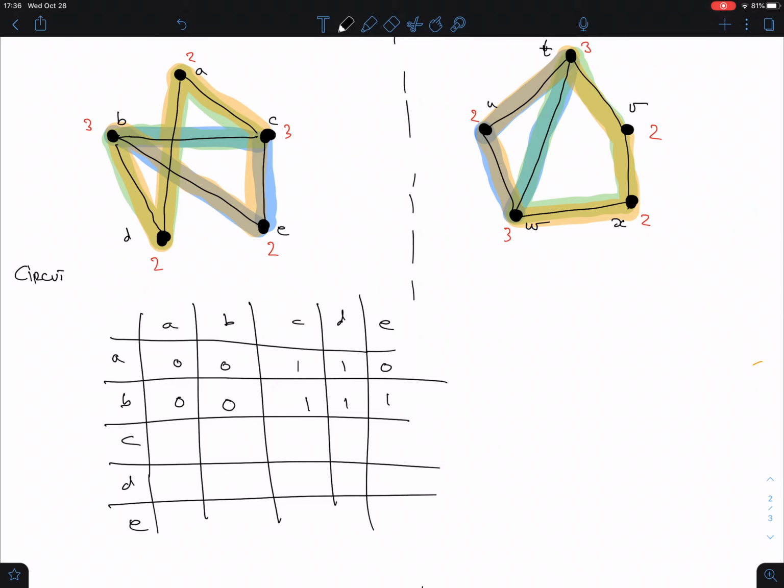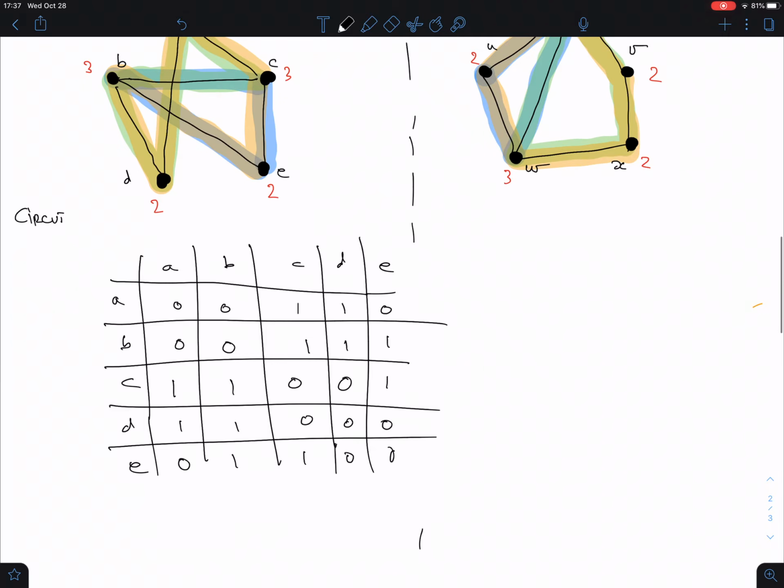For C, I need again 3 connections, one to A, one to B, and one to E. Okay, so these are 0. D has 2 connections, one to A and one to B, so everything else is 0. And finally E. E has 2 connections, so I need 2 ones, one in column B and one in column C, and that's it. I hope you still remember how we make these matrices. This is a matrix, right? I wrote it in a raster, but we will talk about these matrices later, and we'll see how it works.